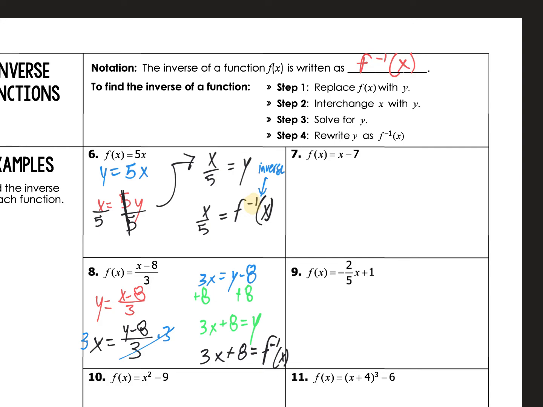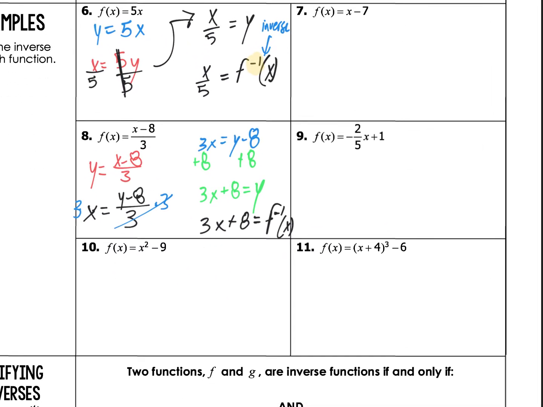Okay, guys, I'm going to give you a second. Why don't you try number 10? Follow the same steps. Start by rewriting this as y equals x squared minus 9 and go from there. I'll pause for a minute so that you can try.